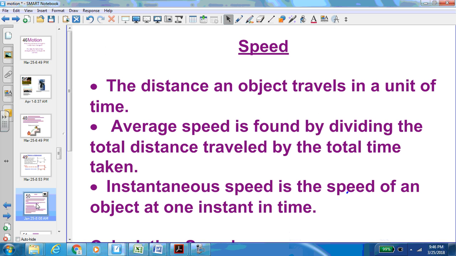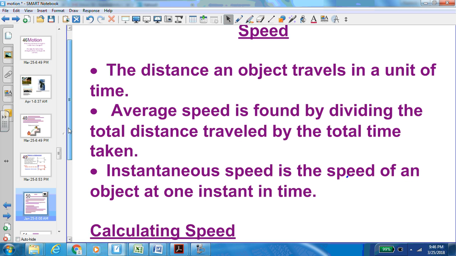Speed is another way that we can describe motion. And speed is something that we're familiar with, and you hear people often talk about the speed of an object. Well, the distance an object travels in a unit of time is what we call speed. And there are two ways we can describe speed. Speed can either be average or it can be instantaneous.